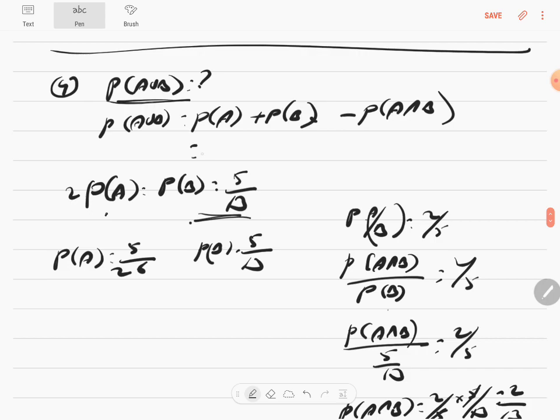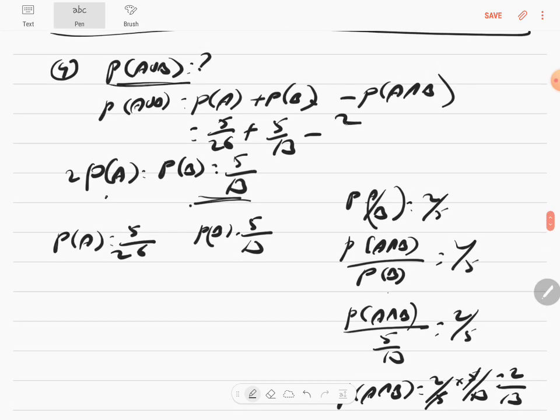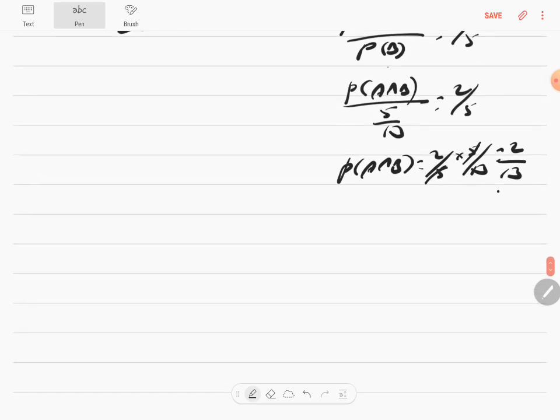P of A is 5 by 26. P of B is 5 by 13. P of A intersection B is 2 by 13. So the LCM will be 26. So it will be 5 plus 5 2s are 10 minus 2 2s are 4. 10 minus 4 is 6. 6 plus 5 is 11 by 26. So something you can check with your book's back answers when you're doing this, in case I've made a calculation mistake, I'm not sure about that.